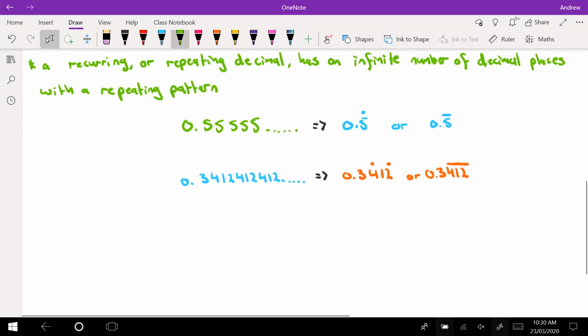Tashara? If you round it, would you still need that little line on top, the recurring sign? If you round it, no, because if you round it, you're taking away that pattern.